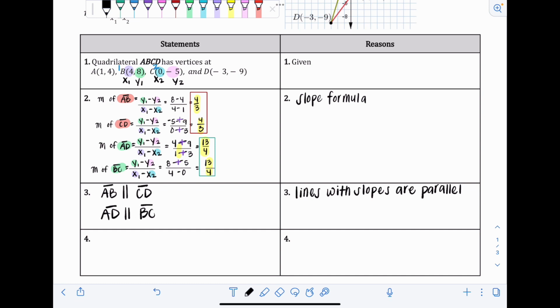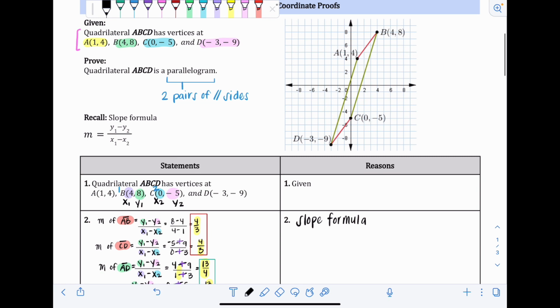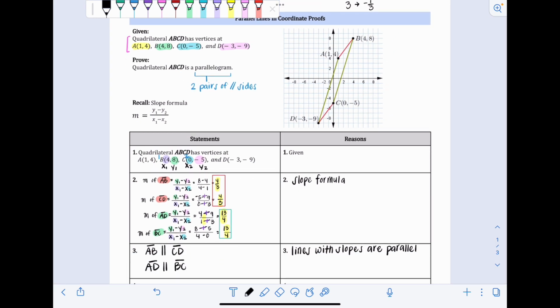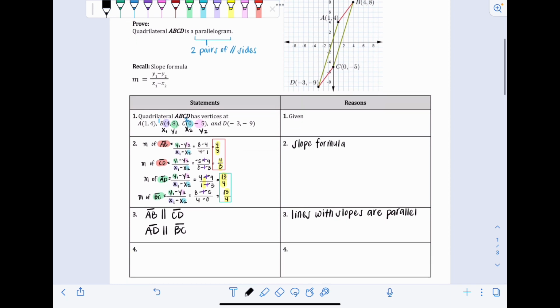And then think about what we set out to prove at the very beginning. So up at the top, we were trying to prove that, I'll zoom out in case anybody's still writing, that quadrilateral ABCD was a parallelogram, and parallelograms have 2 pairs of parallel sides. And in 3, we just proved that we not only have 1 pair of parallel sides, but a second pair of parallel sides, which is all we need to do to prove that the quadrilateral is a parallelogram. So we just need to wrap up our proof there.